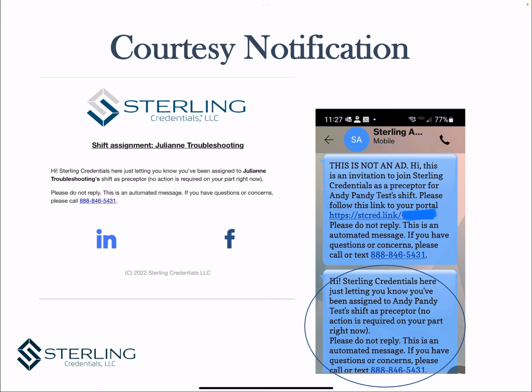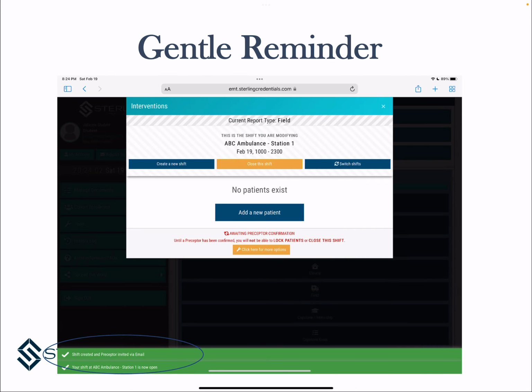Now, if you have a preceptor who is not new to the system, they're of course not going to get an invitation because we already know who they are. So as soon as you create that shift, they'll get the courtesy notification, and your shift will show the name of the preceptor that's attached to it. It will no longer show the red, pending. So what you're going to learn in my next video is, if the preceptor says they've used Sterling before, there is no reason why you should ever see this message here.